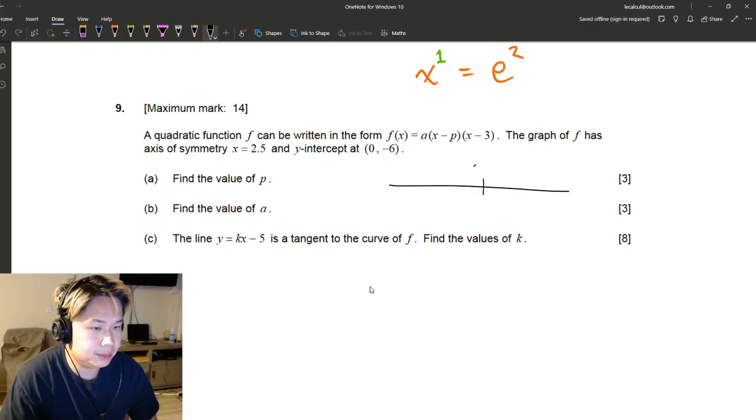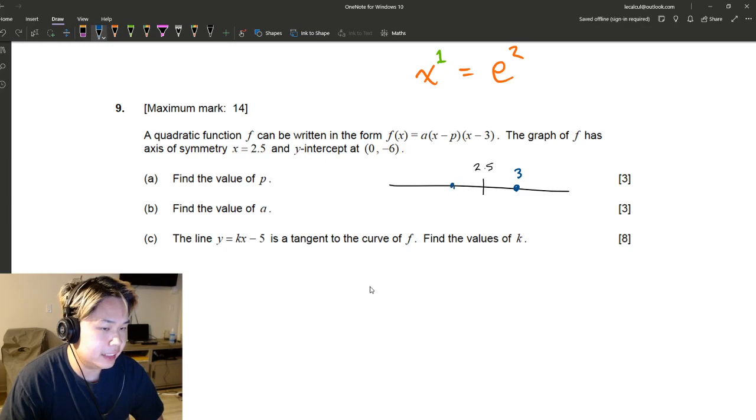So at 2.5 is the axis of symmetry. We know we have an x-intercept at 3, which means that your other x-intercept is on the other side of this axis, so it should be at 2. So p should be 2.